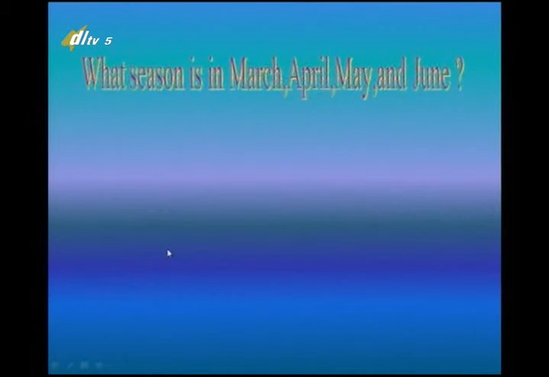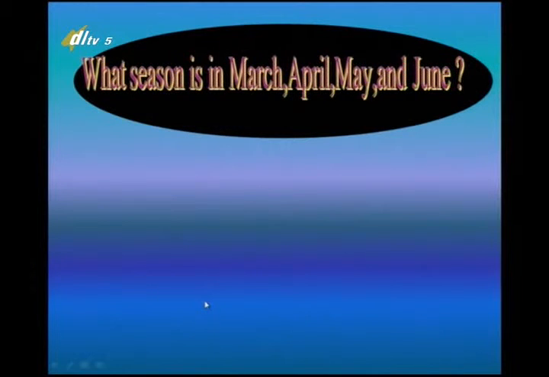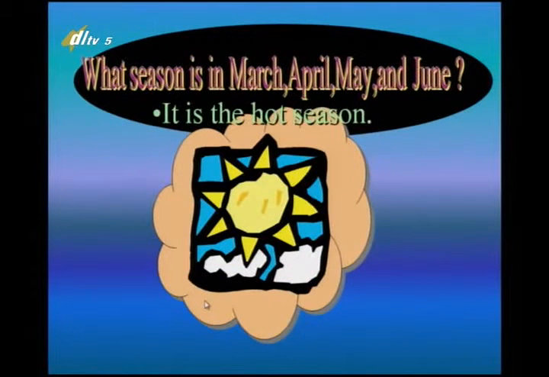Next one. Say the question, please. What season is in March, April, May, and June? Okay, let's think. Then answer. By your idea, what season is in March, April, May, and June? The hot season. Are you sure? Yes, the hot season. Say it in a sentence. It is the hot season. Okay, the hot season is in March, April, May, and June. Say again. The hot season is in March, April, May, and June.